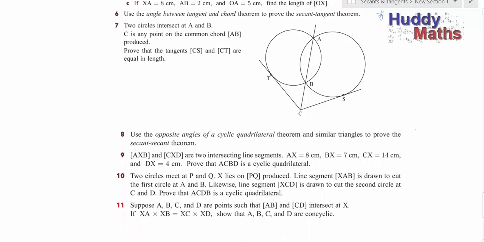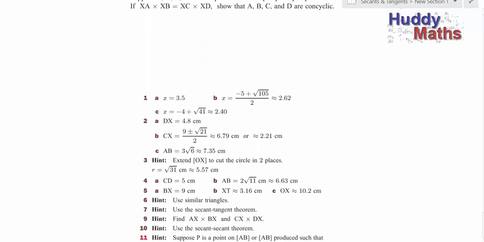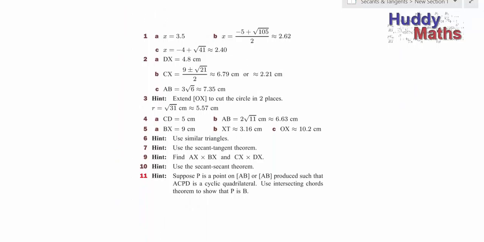Here's the secant theorem. Use the opposite angles of cyclic quadrilateral theorem and similar triangles to prove the secant theorem. That's an interesting one. And number 11 is in red, could be a bit challenging, that one. All right, have a go, and I'll show you the answers now and the hints. Haven't got all the proofs there, but some of the hints of construction and ideas that you might use to prove those things.